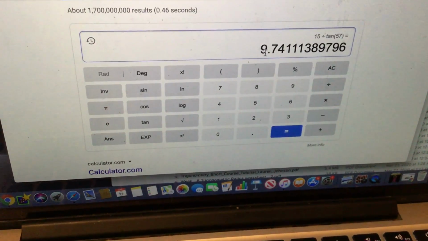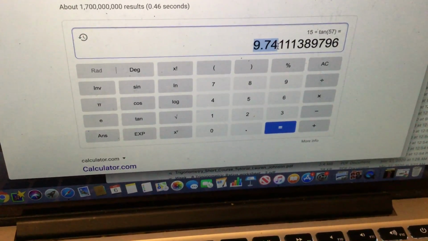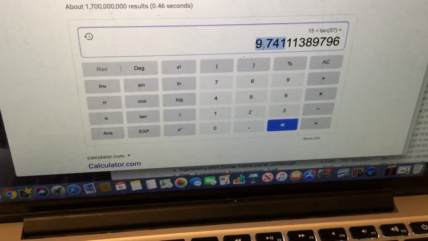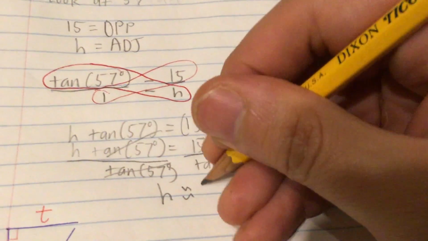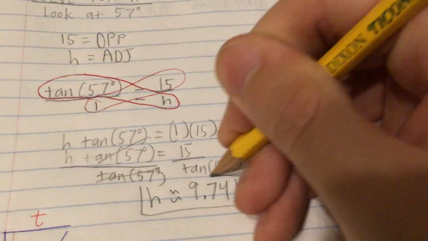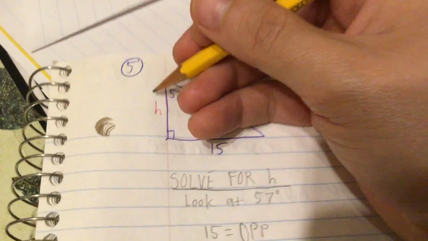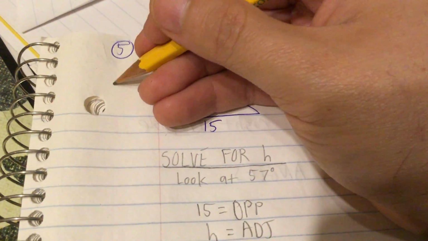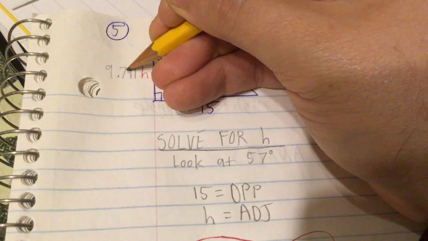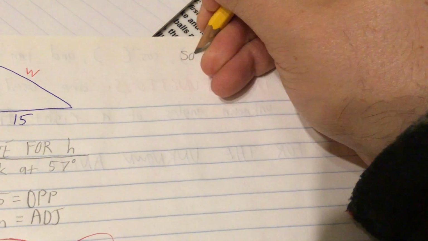So I'm going to get approximately 9.7411. That fourth decimal place 1 makes me want to round down. So 9.741. So I'm just going to update my triangle with H being 9.741. So number 5, all right, now I'm going to solve for W. I'm going to put it a little bit higher so I don't.